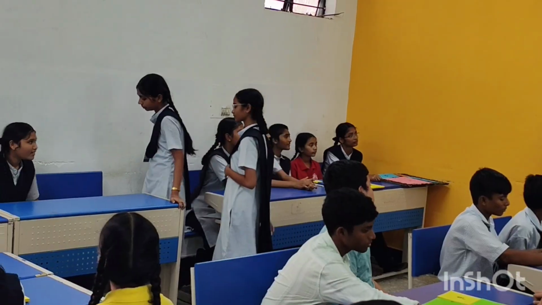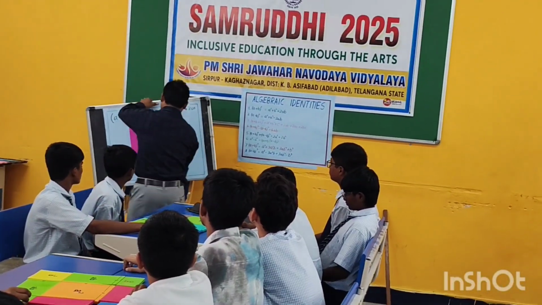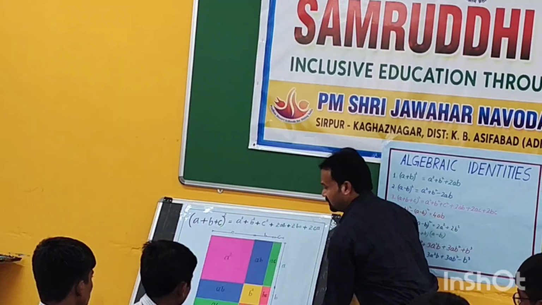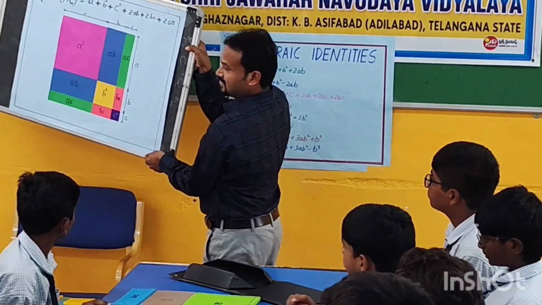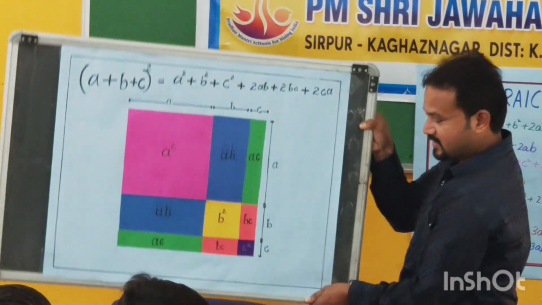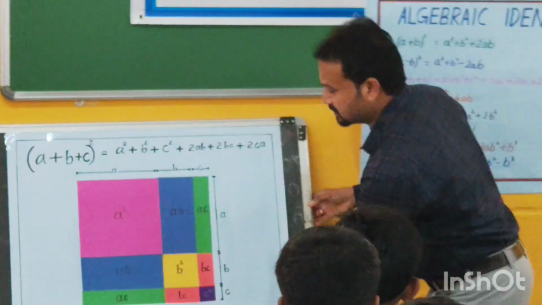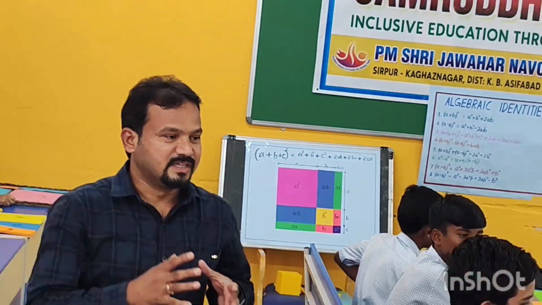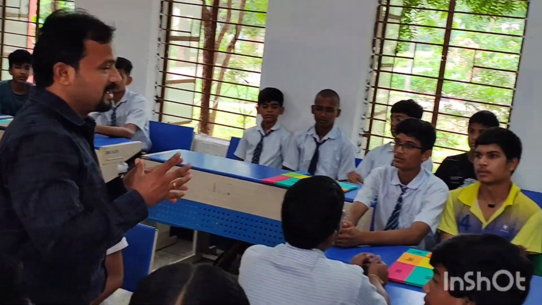This is group. Okay. Same thing you can see on the board here. Is it visible to you? Yes, sir. A plus B plus C whole square. Okay. Now we'll go for one solid shape. That solid shape is A plus B whole cube.